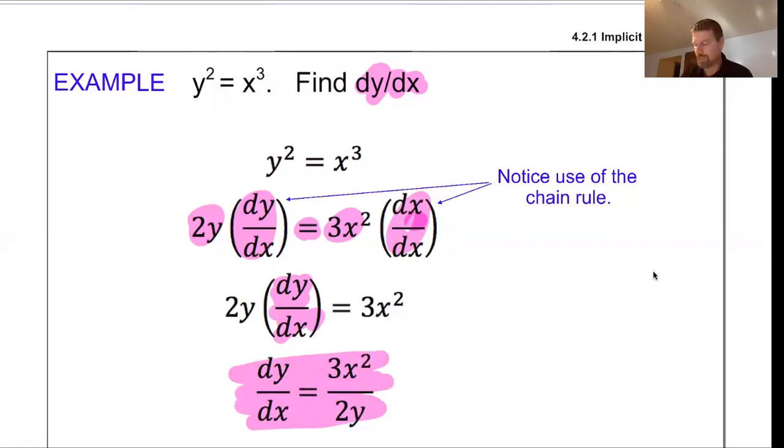You'll notice that dy dx has a y in it along with an x in it. That's not a problem. It's still the derivative. The derivative with respect to x just happens to be an equation that is defined with both an x and a y in it. That's not a problem.